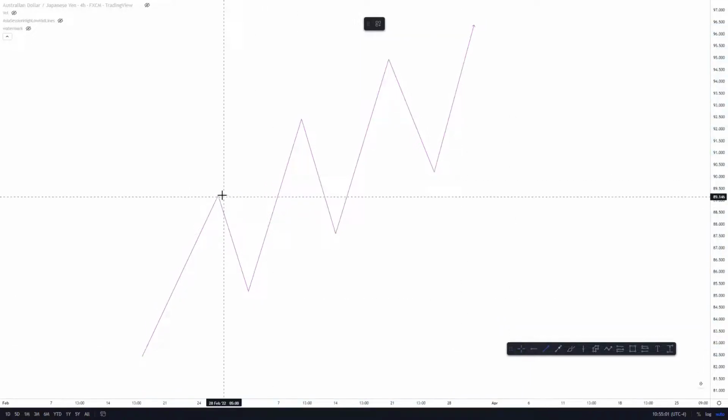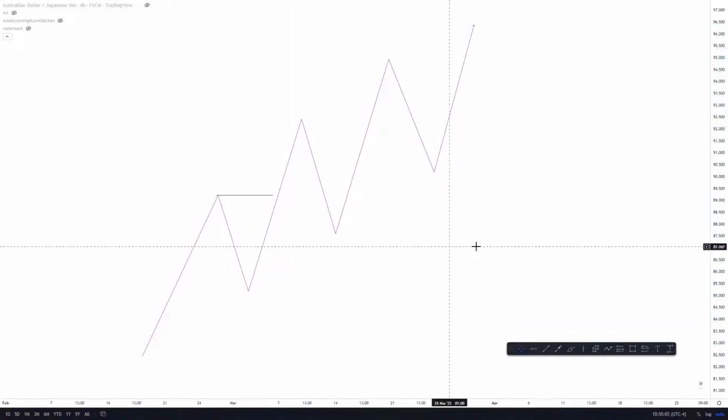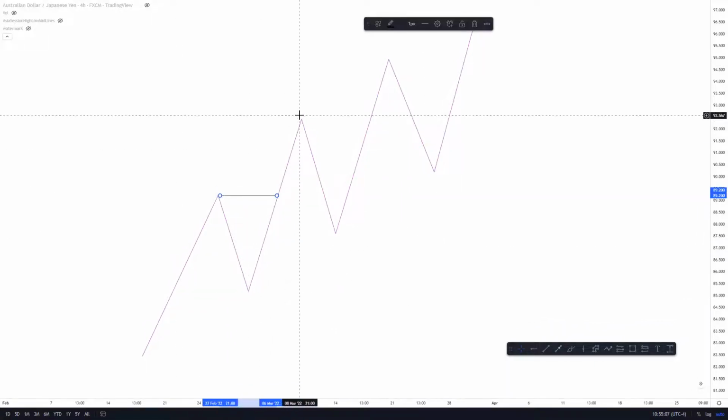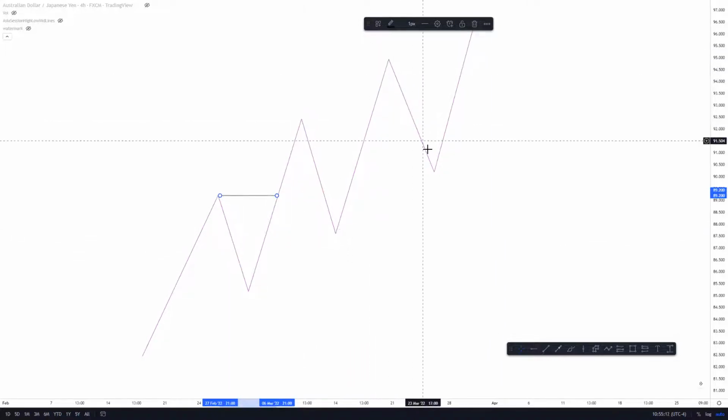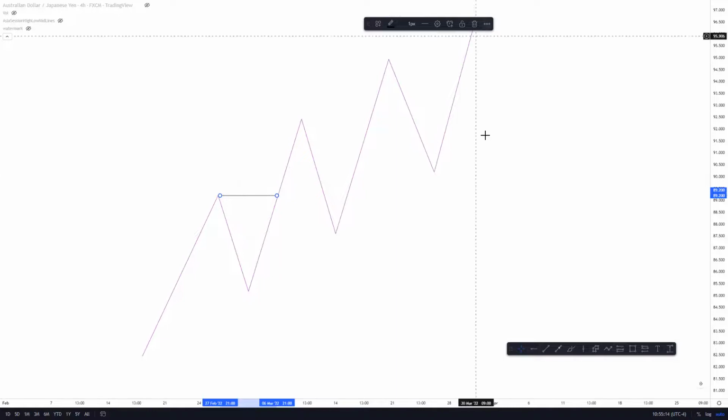And after the BMS, another range formed. Like from this low to this high, we have a range here. From this low to this high, we have a range here. From this low to this high, we have a range here.